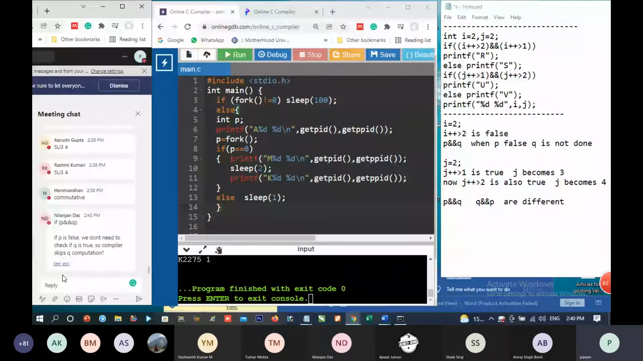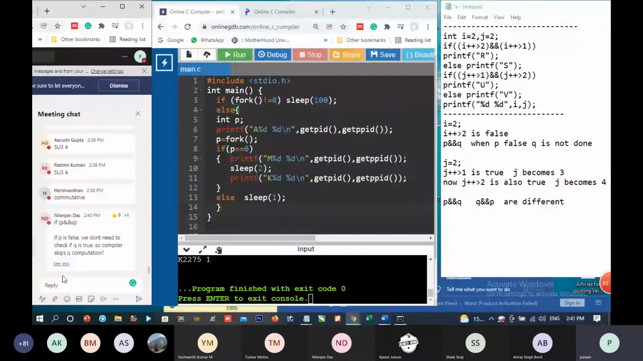That is correct. Nilanjan is fully correct. Is it correct? Yes. Any more doubt?